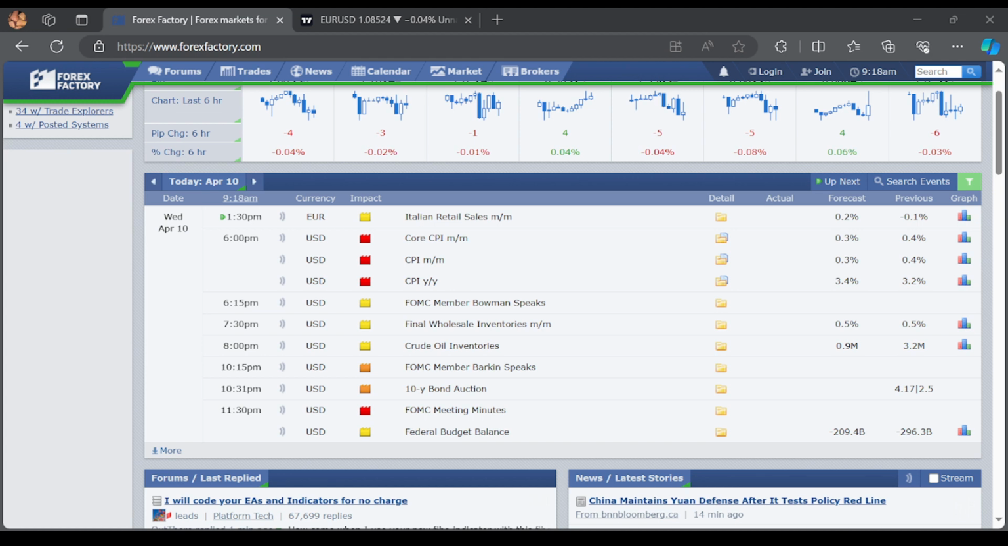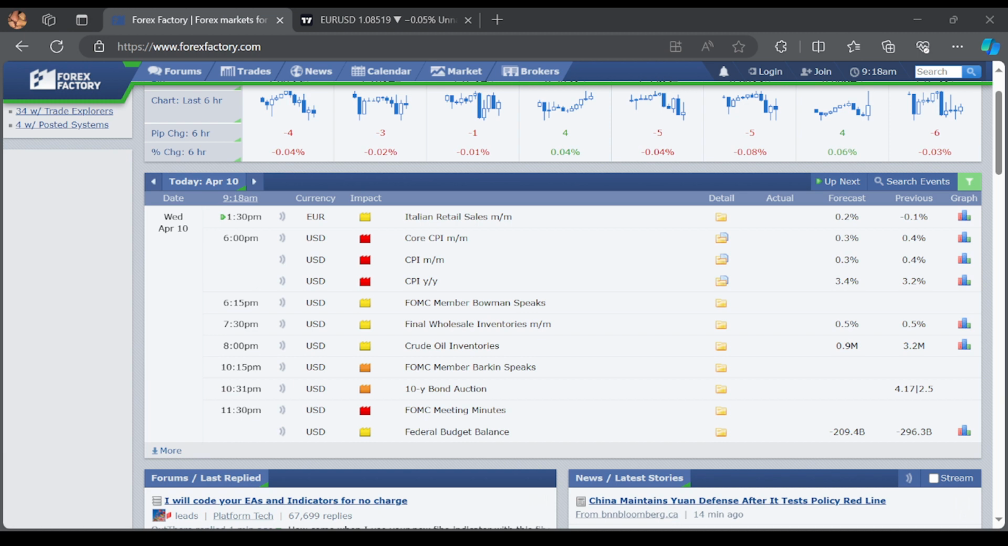So let's get started. First of all, we have multiple news events in USD and a single news event in Euro today. The major high impact news is at 6 p.m. and 10:30 p.m. Indian Standard Time. That is 11:30 p.m. Indian Standard Time.